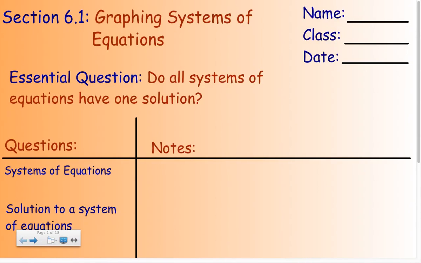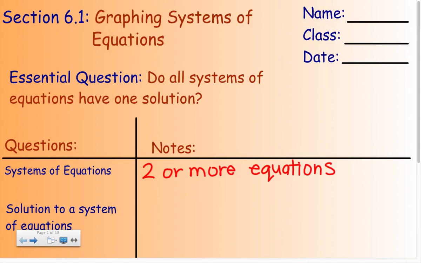Essential question: Do all systems of equations have one solution? Well, a system of equations is two or more equations. So in the past, we've always dealt with one equation at a time, except for when we were working with parallel and perpendicular, because in order to see if lines were parallel or perpendicular, we needed two equations. That's going to be like this entire chapter. We're always going to be looking at two equations or two lines and making determinations about them.